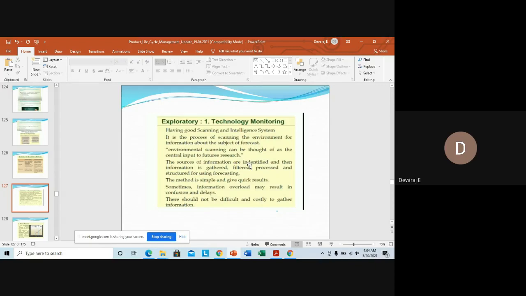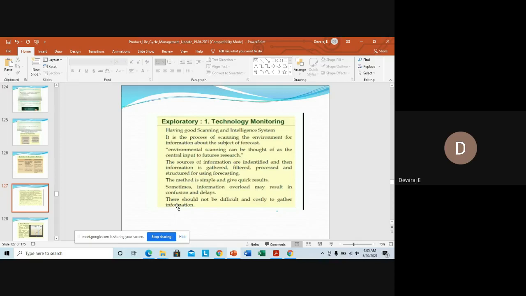If I update this new technology to my products, can I finish the task within the given time? It's very simple and it will give the best results, and you can save time by this method. Sometimes information overload may result in confusion and delays. If you take a lot of information, like 100 or 200 technologies, then it will be difficult for you to select one or two, maximum three. So it will be very difficult. That is called overload.